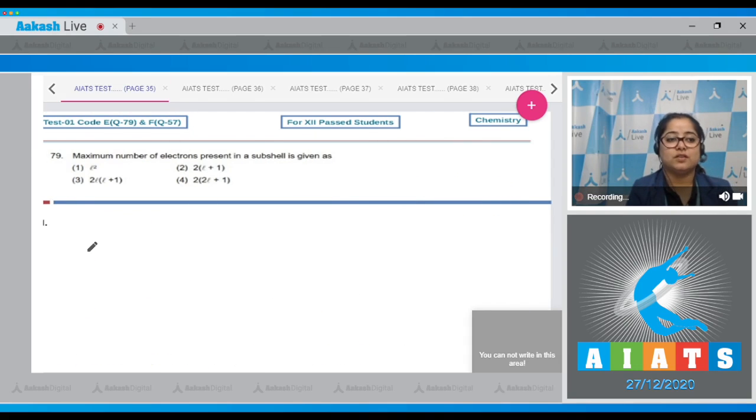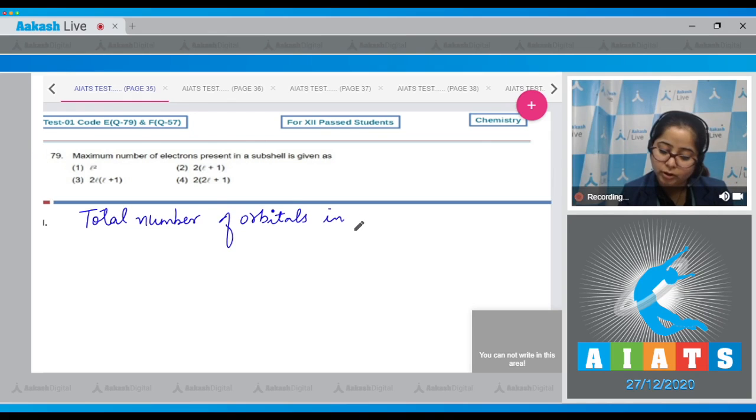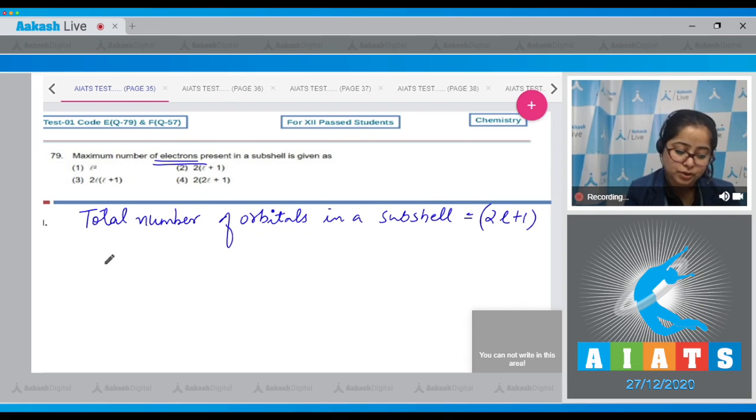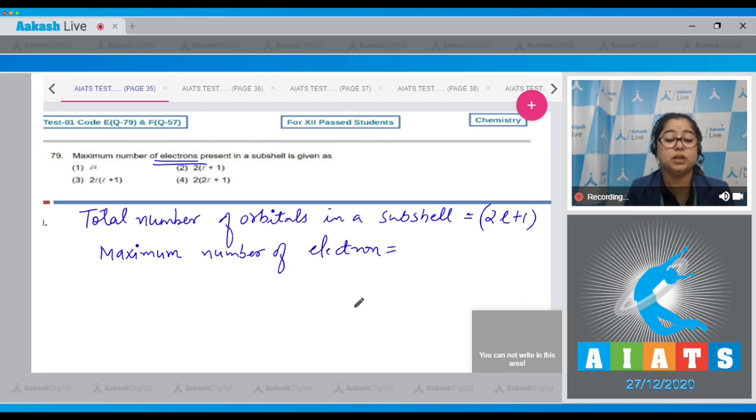Going to next question, which is 79. Let's read it. Maximum number of electrons present in a subshell is given as. Students, the total number of orbitals in a subshell is equal to 2L plus 1. Here we have to answer electrons. So the maximum number of electrons will be twice of the orbitals, because one orbital can accumulate maximum 2 electrons. So this will be 2 into 2l plus 1. That means the correct answer is option number 4.